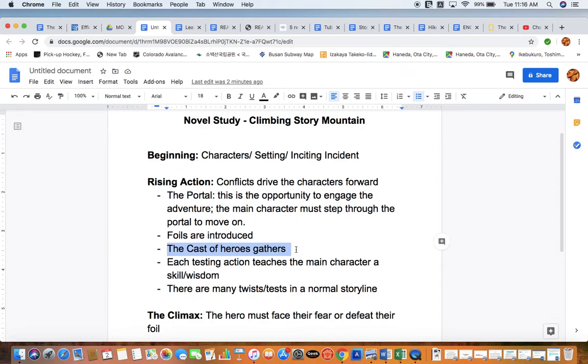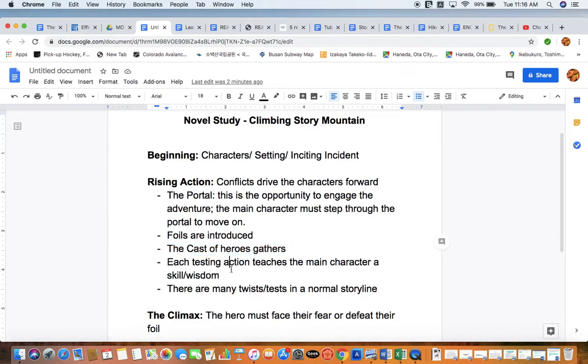It's just Frodo, Sam, Merry, and Pippin. And then Aragorn joins them, and then they arrive at Rivendell, and then all of these other heroes are called to the quest, right? Basically they join with Frodo to form the Fellowship of the Ring. So that's an example of the cast of heroes coming into alignment with that character.